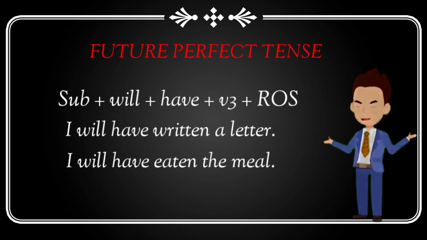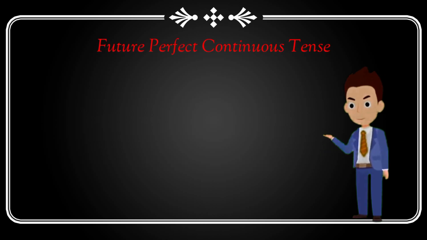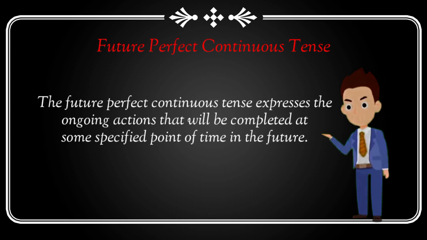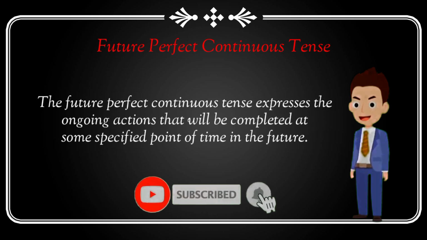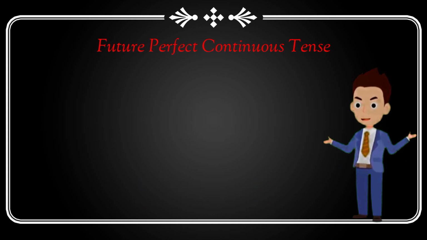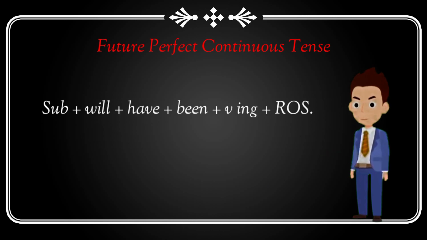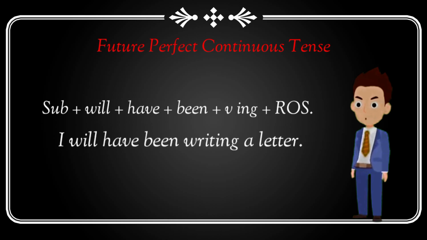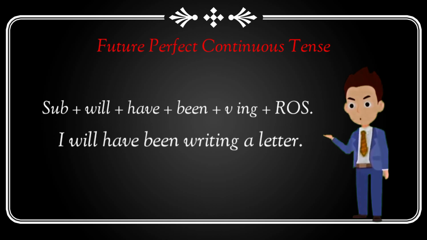Then we have another tense, and it is the future perfect continuous tense. The future perfect continuous tense expresses ongoing actions that will be completed at some specified point of time in the future. Structure is subject plus will plus have plus been plus verb ing plus rest of the sentence. I will have been writing a letter.